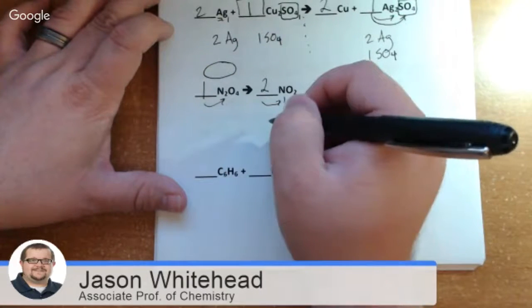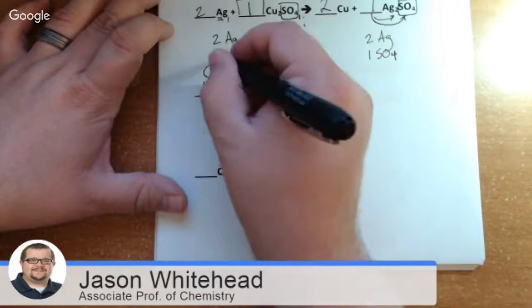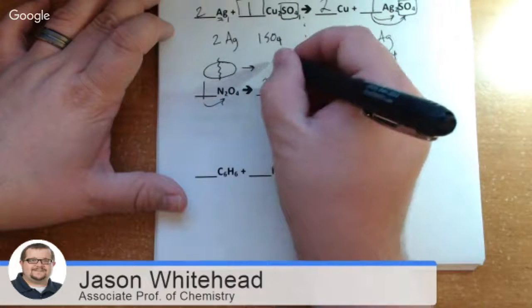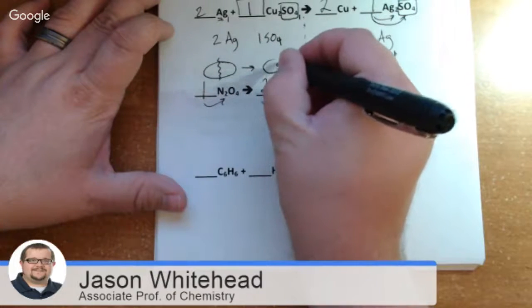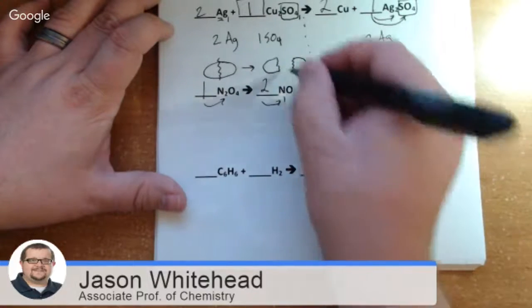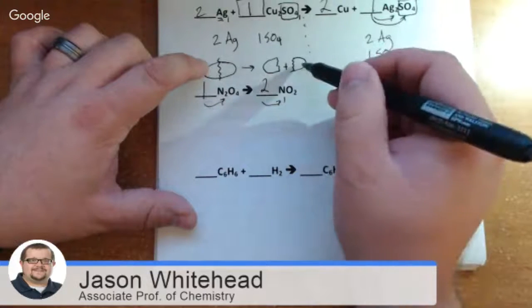If we looked at this in terms of a picture, I've got N2O4, and what I'm going to do is take that molecule and split it. When I get over to the product side, I'm going to have this. I had 1 piece. When I get over to the products, I have 2 pieces.